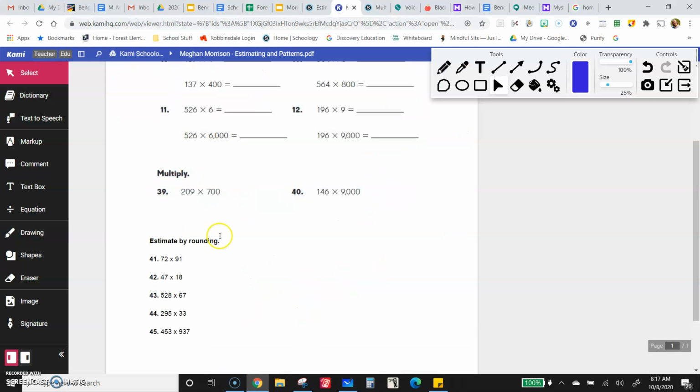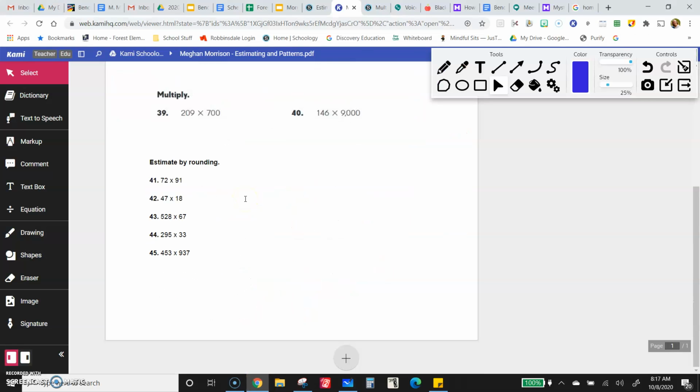That should sum up this. If you have more questions, make sure you let me know. Notice on this section, it does say estimate by rounding. So you're not getting actual answers. You are estimating for that one. Good luck.